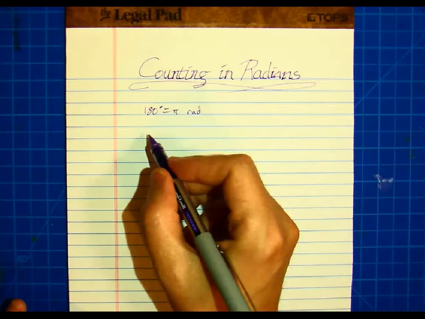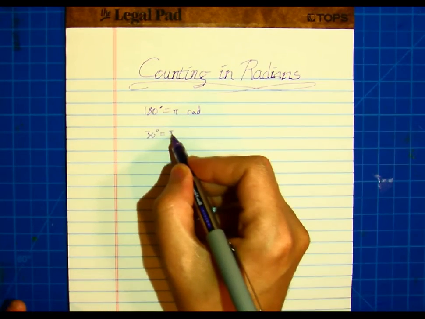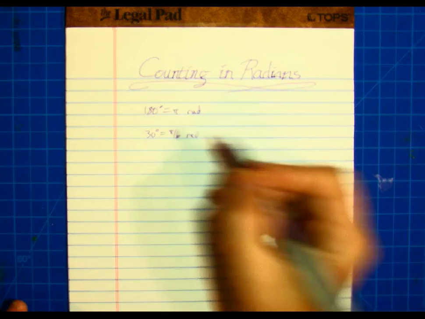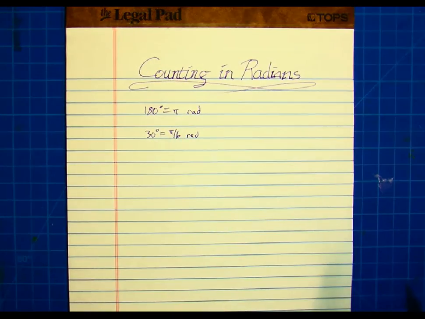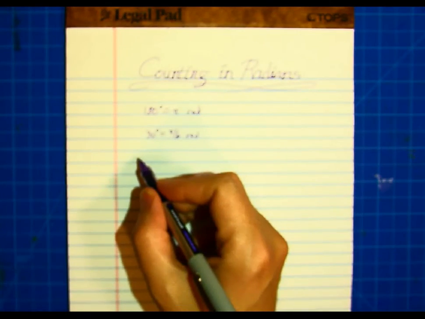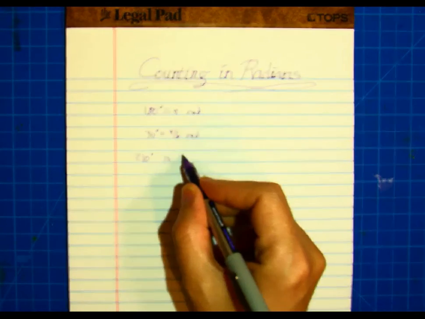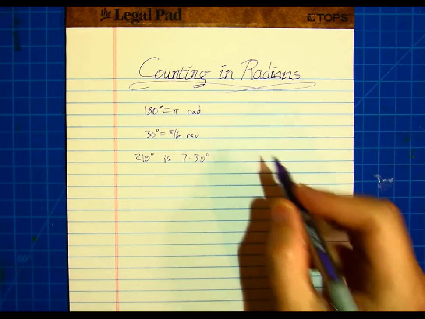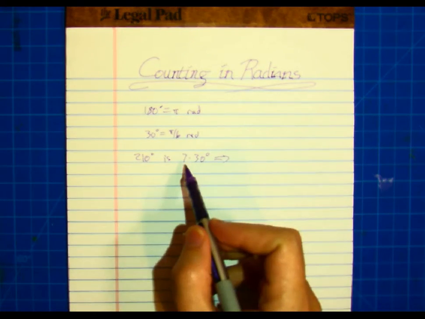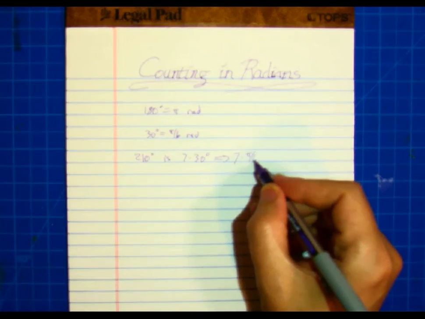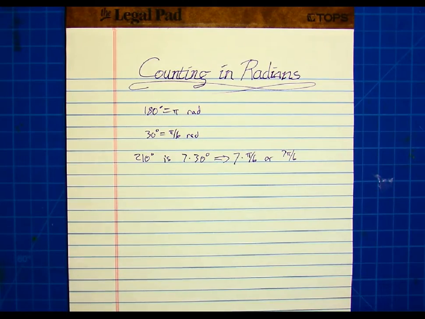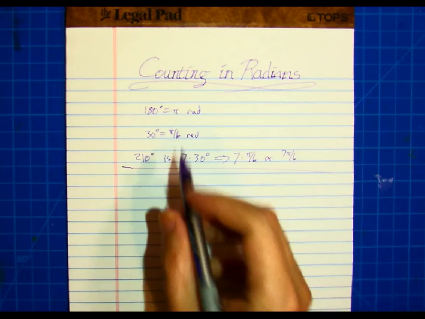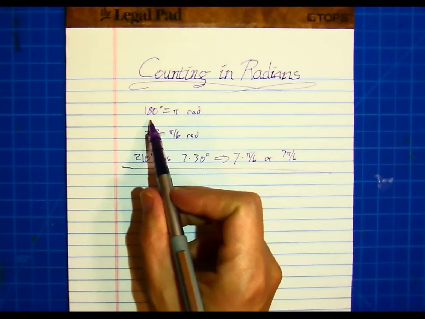So if you think about it, 30 degrees equals pi over 6 radians, because that's how that works. You divide 180 by 6, you get 30, you divide pi by 6, you get pi over 6 radians. So then if you think about 210 degrees, it is 7 times 30 degrees, which means you have 7 times pi over 6 radians, or don't make it too complicated, just say 7 pi over 6 radians.